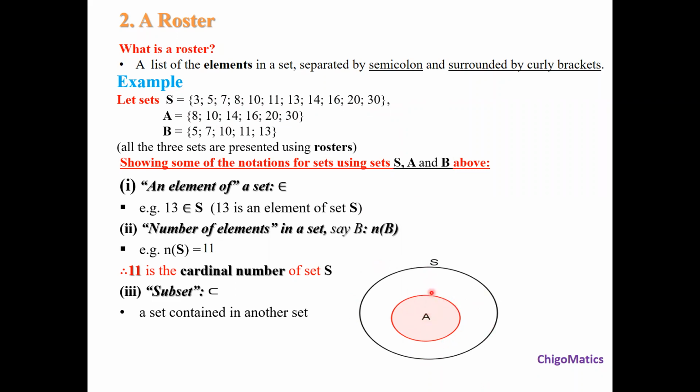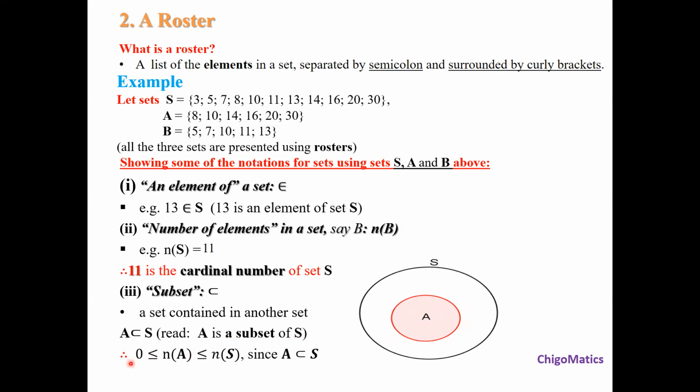Meaning A cannot have more elements than S if it is contained in S. They can coincide if we wrote the same elements that are in S again in A, then they can have the same number of elements. So in writing that A is contained in S, we simply write A, then the sign, then S, and it's ready. A is a subset of S. That means A is contained in S.